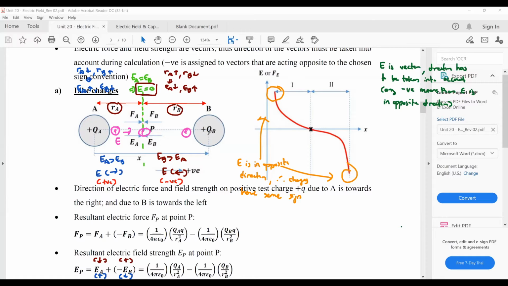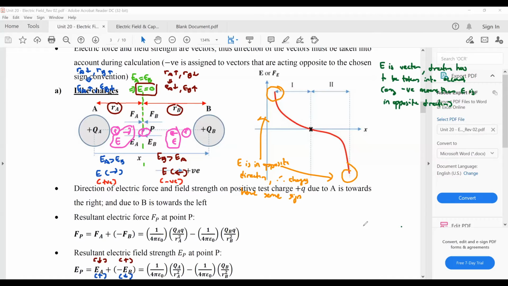So if this one is a positive test charge, I notice that my resulting electric field strength will also be in this direction. Positive, positive will repel, right? So electric force is in this direction, field strength is in this direction. So now when you look at a positive test charge placed here and here, the direction is opposite. So here you'll be able to deduce that, yeah, they definitely must have the same sign.